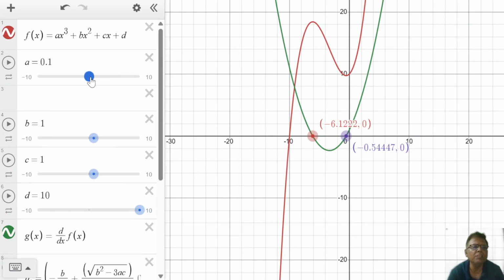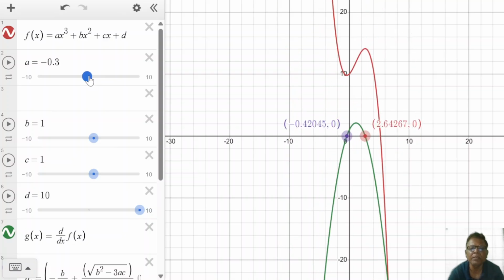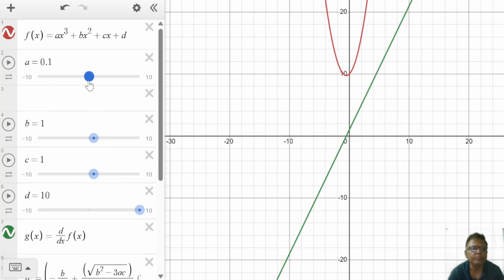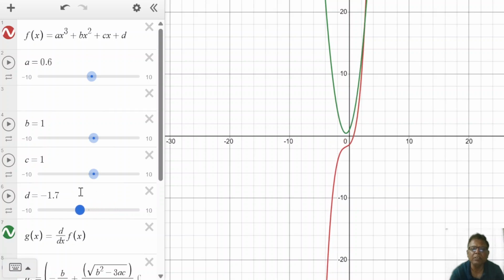If a is negative, it starts from the positive y side and ends at the negative y side. And if a is positive, then it starts from the negative y side and ends at the positive y side. So this is one thing. And let us see d. Suppose we increase or decrease d. The y-intercept increases and decreases.